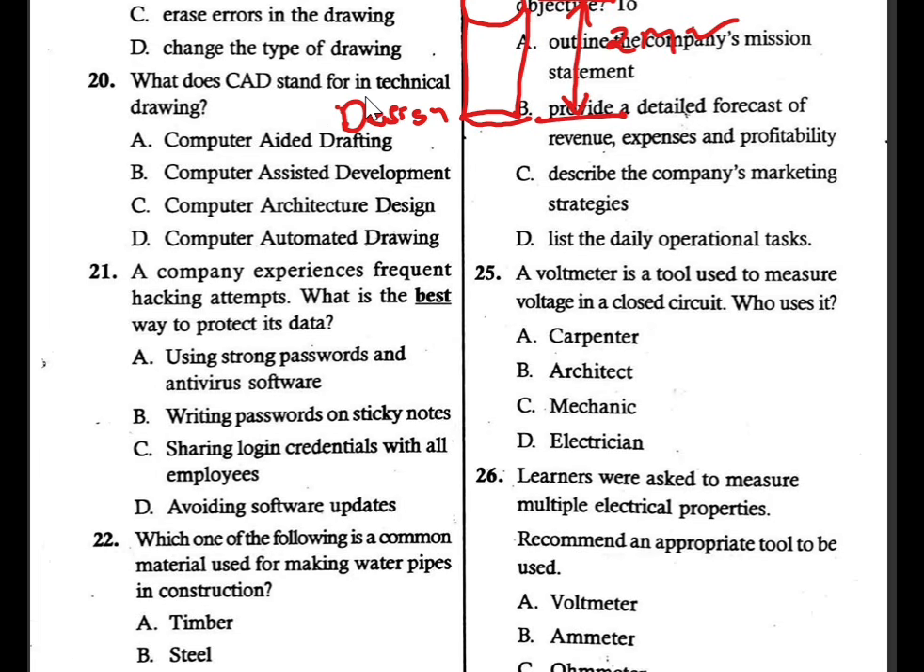I'm going to explain. So computer aided drafting or design refers to software tools used to create precise technical drawings of 2D and 3D models. And therefore number 20, CAD inamaanisha computer aided drafting or design.